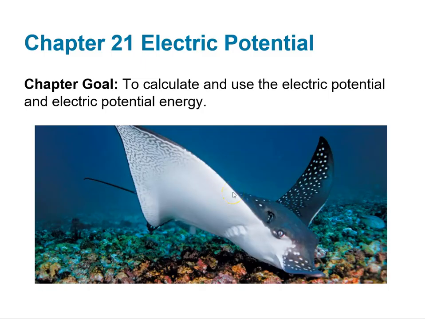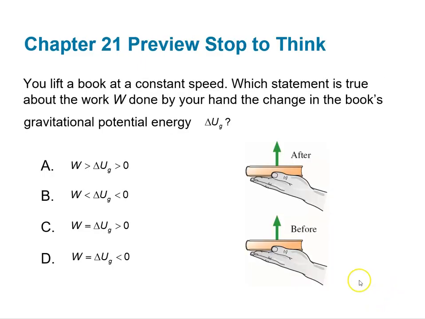So the goal of this chapter is to calculate and use electric potential and electric potential energy. And we're going to be seeing what the difference between those two is as we go through the chapter. So we first learned about gravitational potential energy in the first semester. We also learned first semester that when you do work on an object, it changes that object's energy, either potential or kinetic.